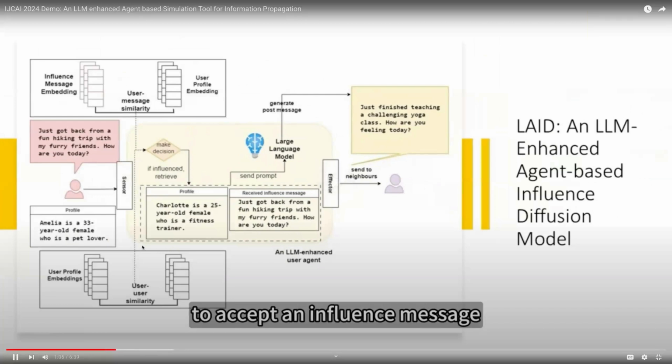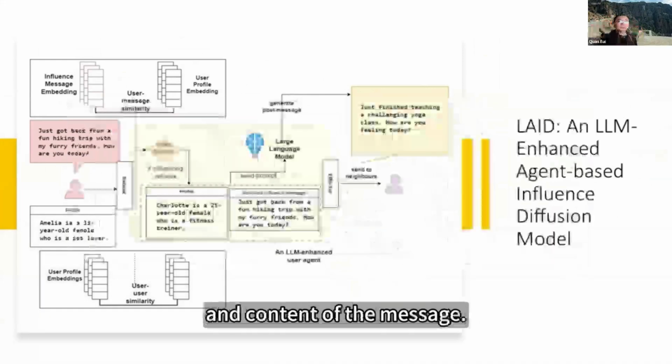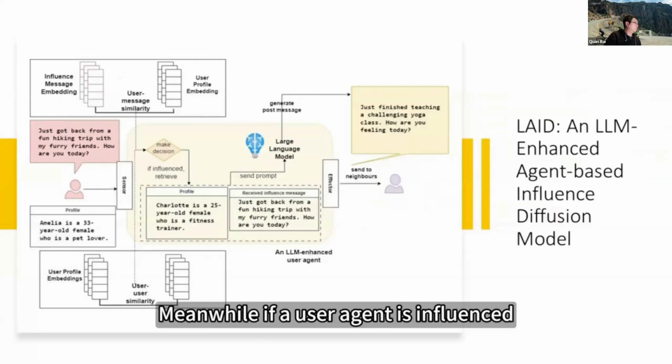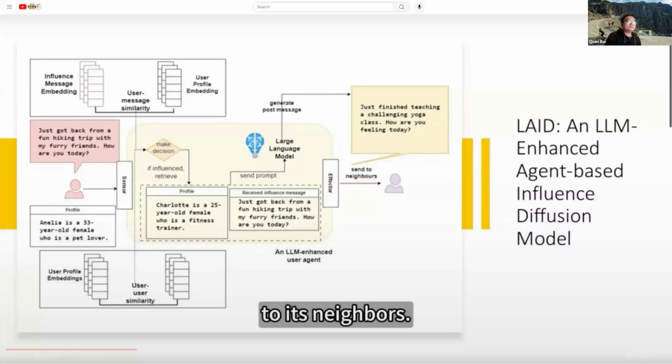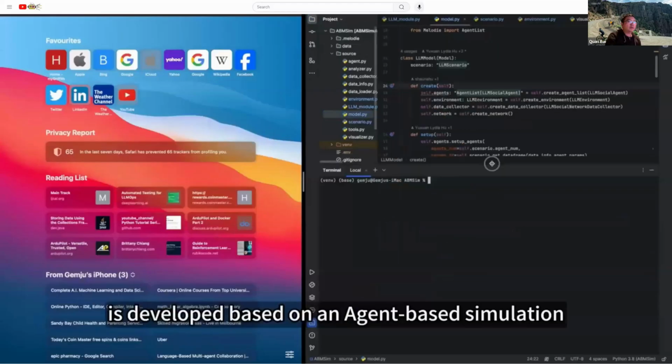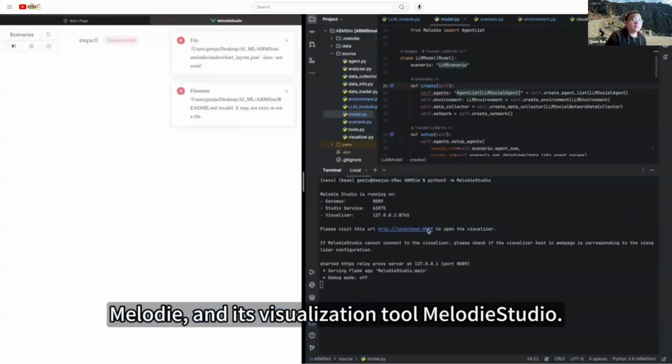okay. Okay, accept good. an influence message depending on both the influences from its social connections and content of the message. Meanwhile, if a user agent is influenced, it further propagates the influence message based on its profile to its neighbors. LLM is developed based on an agent-based simulation framework, Melody, and its visualization tool, Melody Studio.